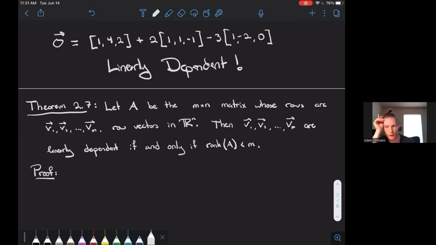Remember the rank of A. What is that? That is the number of non-zero rows in a row echelon form of that matrix. If you bring that matrix into row echelon form, you'll get some number of rows of zeros, and then the rest will be non-zero rows. If the number of non-zero rows is strictly less than the number of original rows, then the system is linearly dependent.